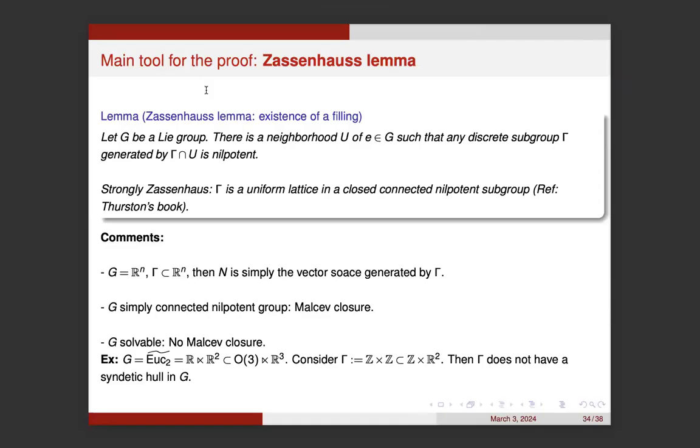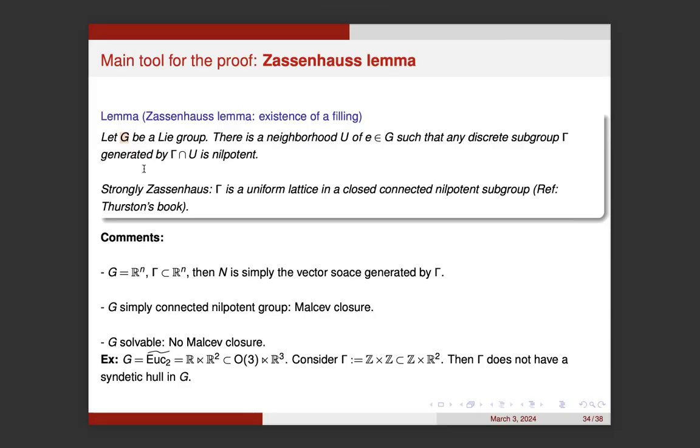Now to a brief idea of the proof. The main tool we use for the proof is what we call the Zassenhaus lemma. Given a Lie group J, there is a neighborhood U of the identity such that any discrete subgroup gamma generated by elements inside this open neighborhood of the identity is nilpotent.